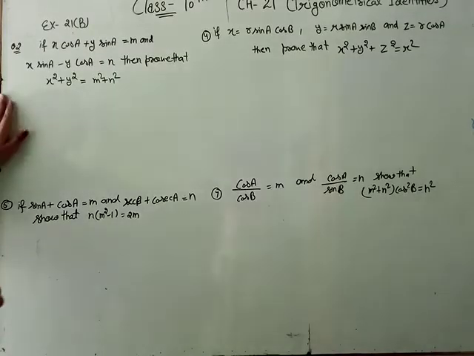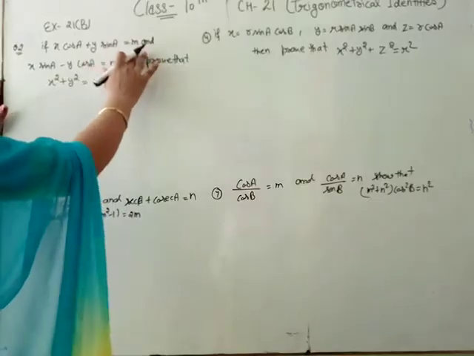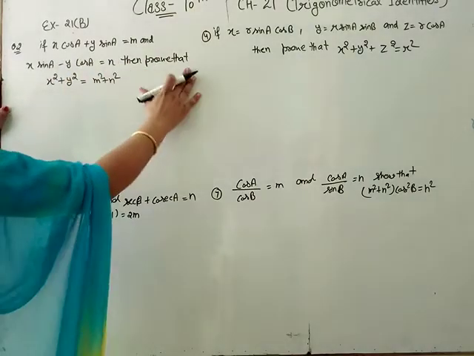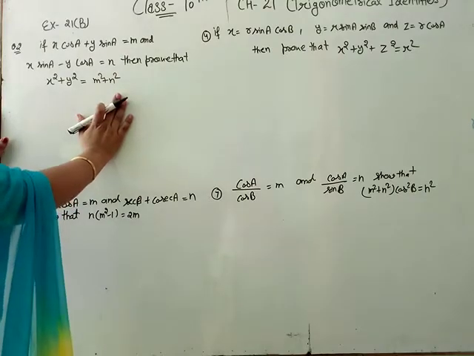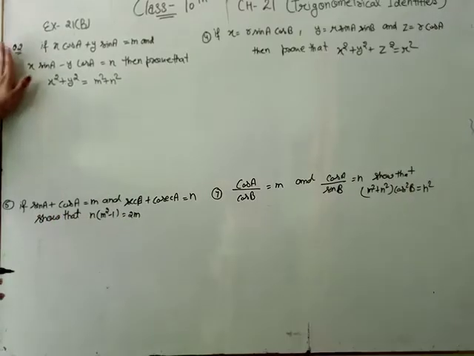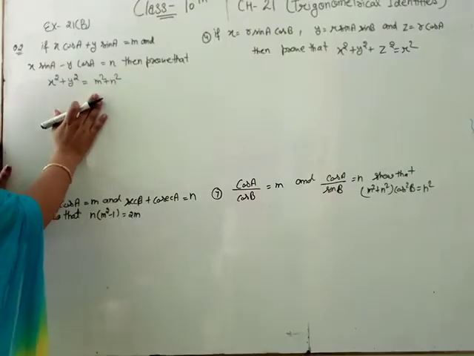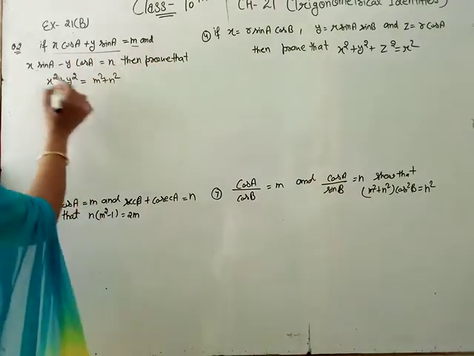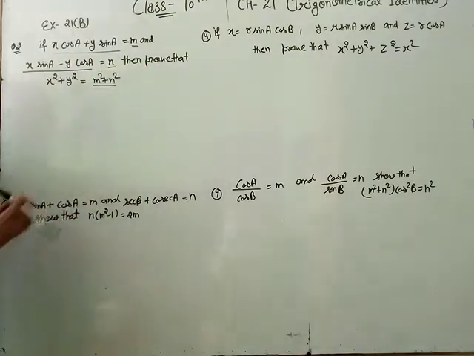The next question, question number 2. If x cos A plus y sin A equals m and x sin A minus y cos A equals n, then prove that x square plus y square equals m square plus n square. If this is given, then with the help of this we have to prove that x square plus y square equals m square plus n square. Student, this equation equals m and this equals n, and there is m square plus n square.